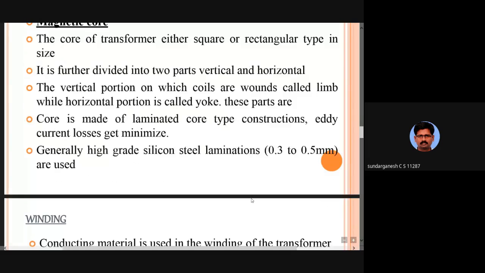This core is made up of laminated core type construction to reduce the eddy current losses. Normally high grade silicon steels are used.